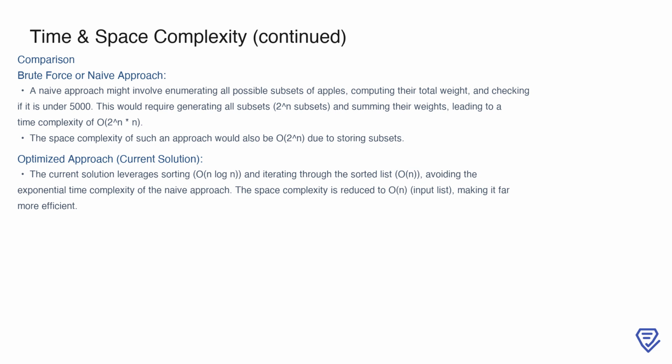By sorting the weights in O(n log n) and iterating through them in O(n), we achieve a much more efficient time complexity of O(n log n). Furthermore, the space complexity is reduced to O(n), as we only store the input list and a few simple variables. Clearly, the optimized approach is significantly better for large inputs.